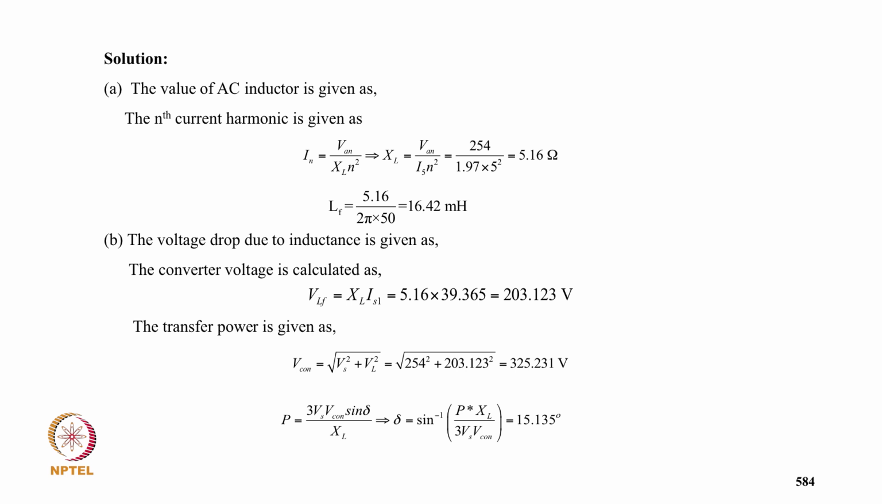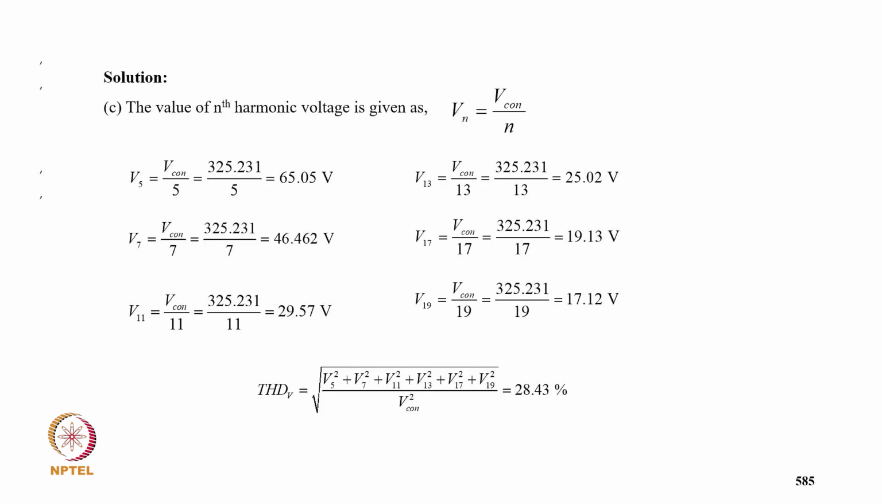The voltage drop due to the inductance is VL equals XL times I5, so it comes to 203.123, and the power transfer is V converter, VS square, and P equals 3 VS V converter sin delta upon X. So delta comes here as sin inverse of P upon 3 VS V converter, error, there should be X here. Okay.